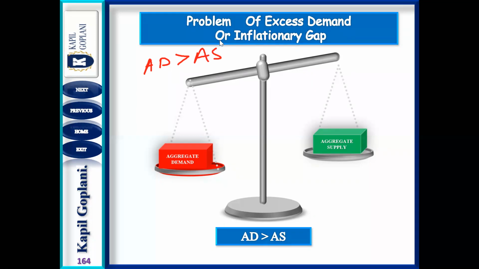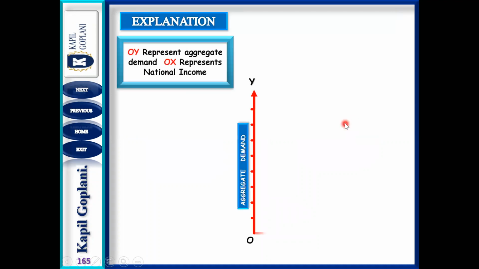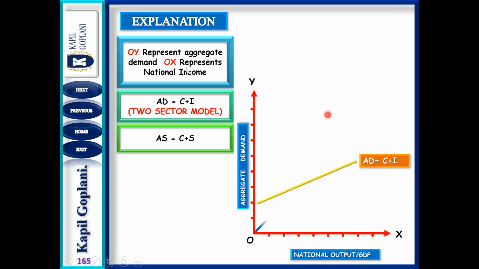Okay, as I already told you, as you can see in the pictorial presentation, that aggregate demand is more and aggregate supply is less. Now, if I want to represent graphically the ADAS and want to show the inflationary gap. So similarly, first and foremost, here it is given AD is equals to C plus I. That is very much basic formula. The AS is equals to C plus S. Now, extending the AS, what I will get?